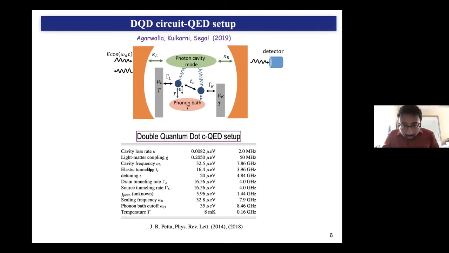And in the table, you see the various parameters in this problem. It's mainly taken from two papers by Petta's group. You can clearly see a very nice separability in these parameters. The light-matter coupling is in the range of megahertz, whereas the electronic regime is in the range of gigahertz. This will help us build up theoretical insight. So this is the setup that I'm going to primarily focus on, the double quantum dot or DQD setup.